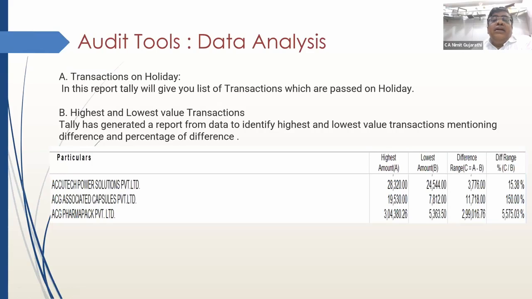Now another one is transactions on holidays. Whenever you have activated the Tally audit logs or audit features, it will throw a report of transactions which are passed on holidays. If someone is coming on a holiday and passing entries, and I want to view all the entries passed on holiday, I can get them in one go. Then highest and lowest: again the RSF part. Tally has generated a report to identify the highest and lowest value transactions, mentioning the difference. So this is again a part of the RSF features.